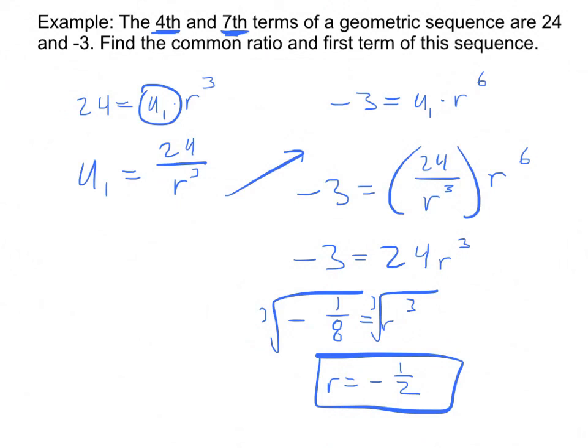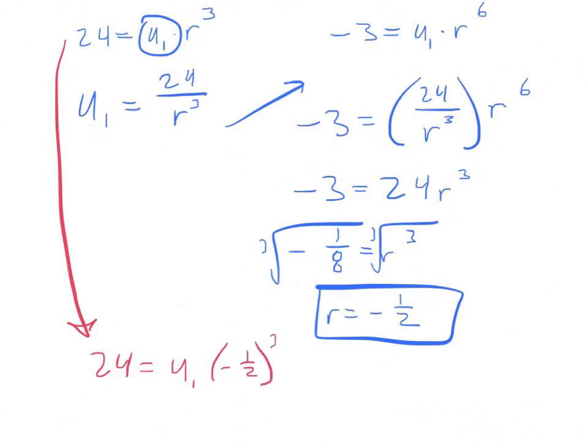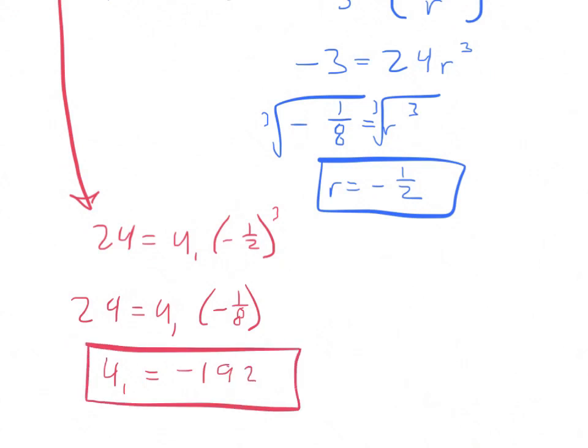What do I do with that? I can plug that back into one of my first equations. So if I take this one here, 24 equals u1 times negative 1/2 cubed. I'll have 24 equals u1 times negative 1/8. And so if I multiply negative 8 over, I'll get u1 is, let's see here, 8 times that is 160, negative 192. And that's what my first term was. Apparently my first term was negative 192.